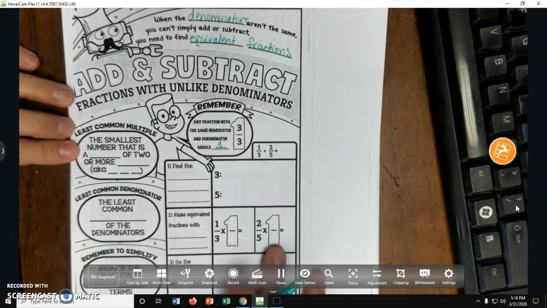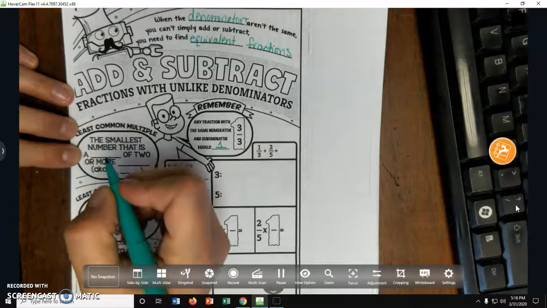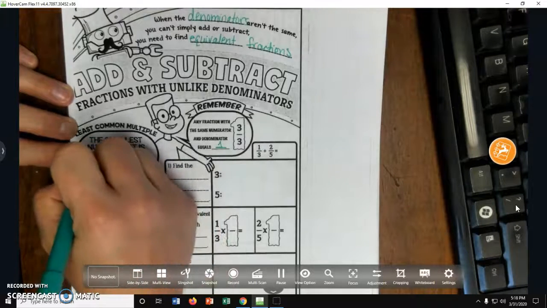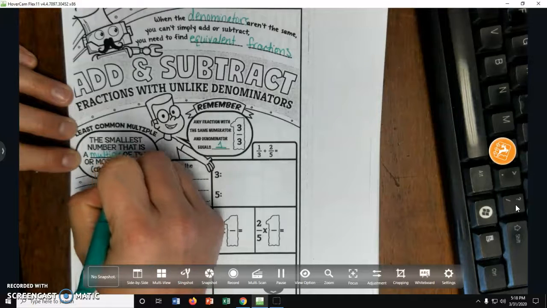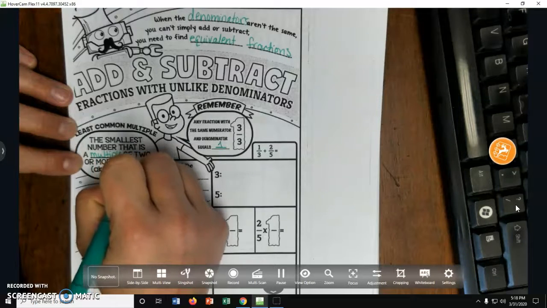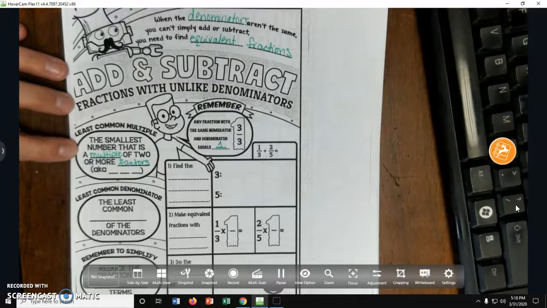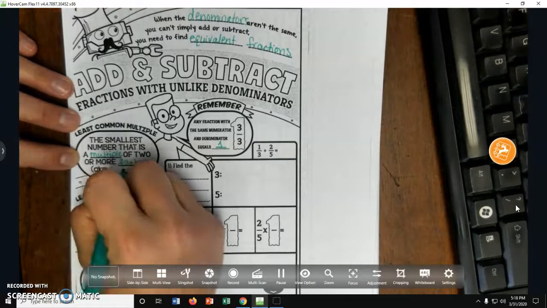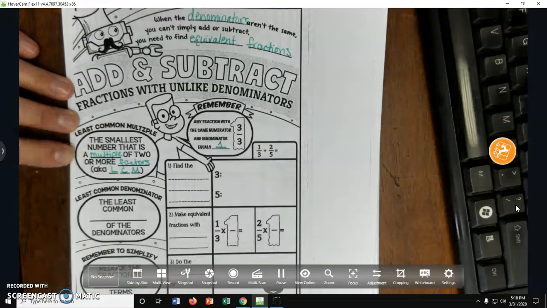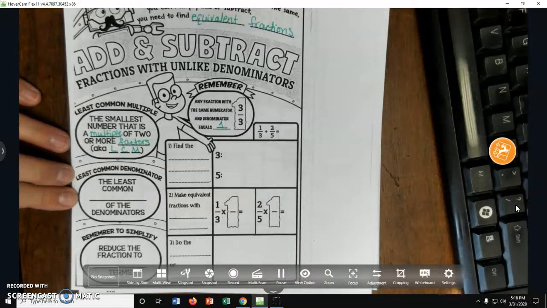Least common multiple, the smallest number that is a multiple of 2 or more factors is your least common multiple. So your least common multiple is the smallest number that is a multiple of 2 or more factors. We also call this the LCM, the least common multiple. And you'll understand this, we've done this, so as soon as we get into it a little bit more, you'll know exactly what we're talking about.